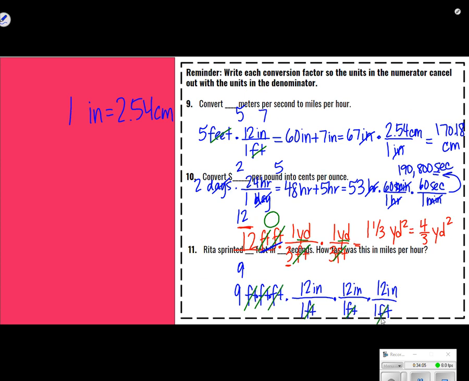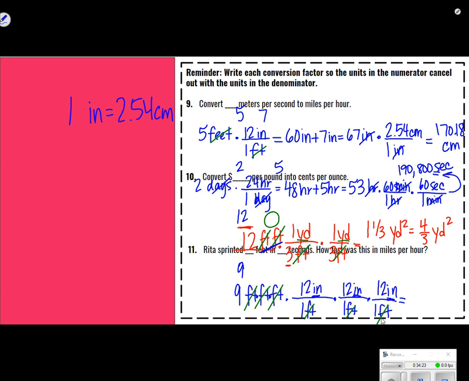Hallelujah. And so, do you see this inch times inch times inch? That's going to give me my inches cubed. So, let's do 9 times 12 times 12 times 12. Now, if you wanted to do 12 cubed, you could, and then multiply it times 9. You could also do that.